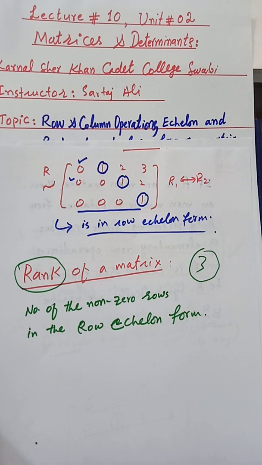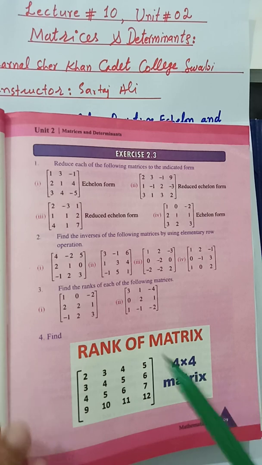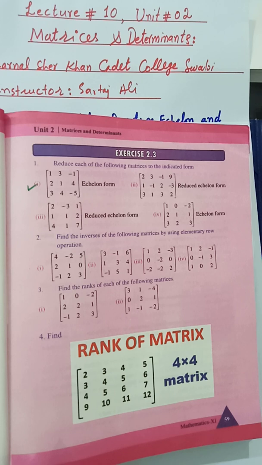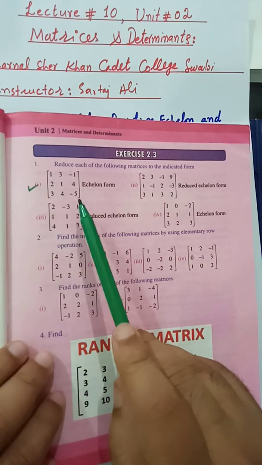Okay, the echelon form and reduced echelon form are used to find out, or you can say that the elementary row operations and column operations are used to find out the inverse of a matrix. But if you see the exercise 2.3, in this question you need to convert this into the echelon form. So what you can do, you need to perform row operations and column operations.